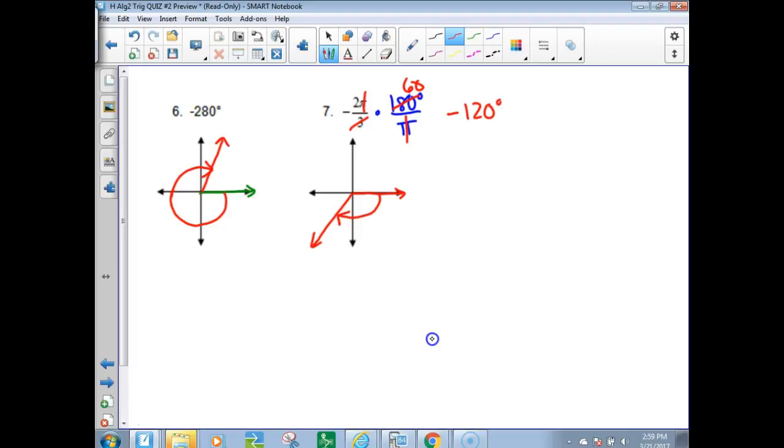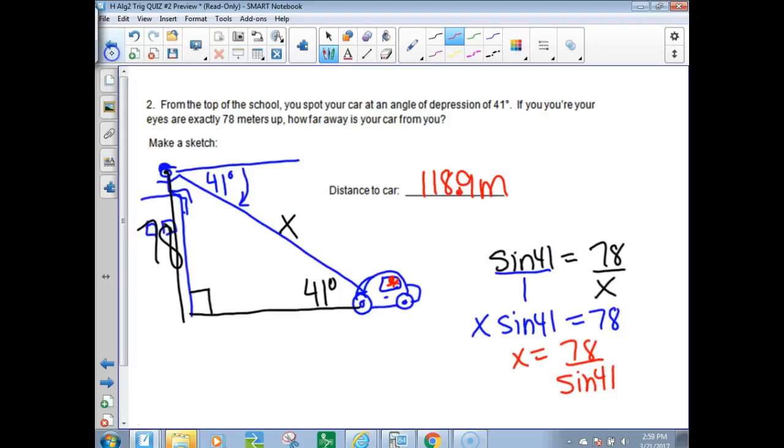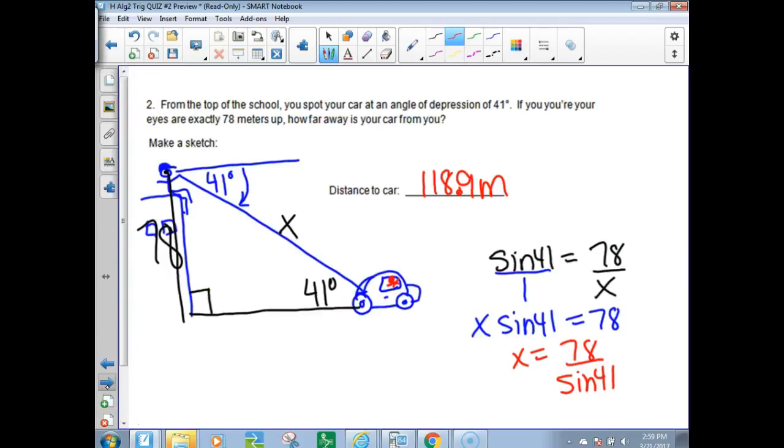Okay, any questions about anything up through 7 at this point? Yes. That's not a big deal, as long as you show me that direction and the terminal side. Those two? Number 1 and 2. Okay, and 2. You're welcome.